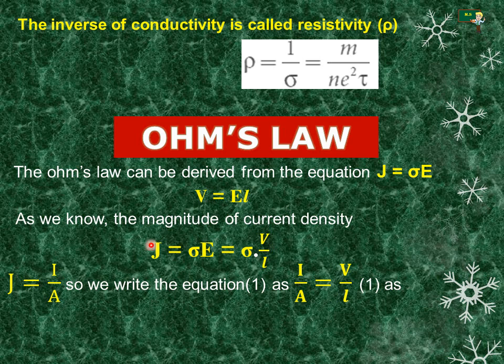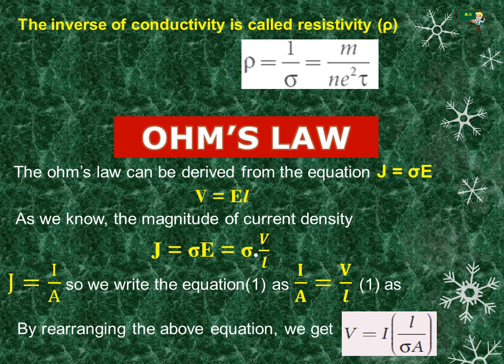We know the magnitude of current density, that is J is equal to sigma E, or sigma into V by L. Instead of E we put V by L, so E is equal to V by L, and substituting that value of E here, sigma into V by L. We know J is equal to I by A, so we write this equation as I by A is equal to sigma V by L. By rearranging the above equations, we get V, the potential difference, is equal to current I into L divided by sigma A. This is the value we get.